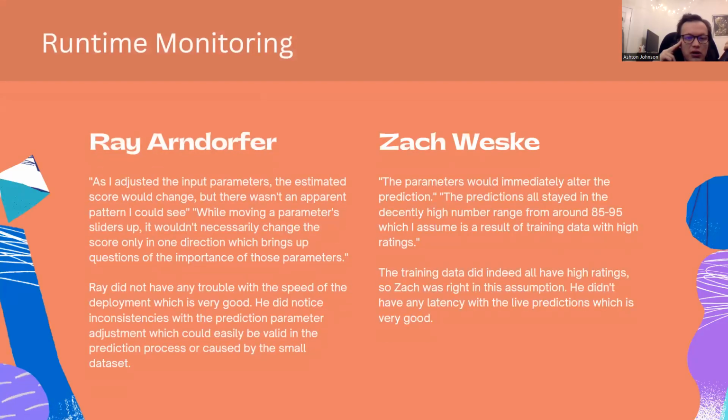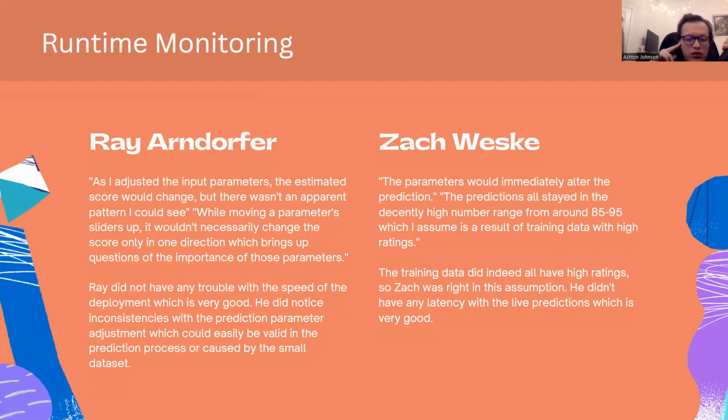For runtime monitoring, I had two of my classmates, Ray Arndorfer and Zach Wesky, try it out, and these were their responses. I'll read them. For Ray, they said: as I adjusted the input parameters, the estimated score would change, but there wasn't an apparent pattern I could see. While moving a parameter's sliders up, it wouldn't necessarily change the score only in one direction, which brings up questions of the importance of those parameters.